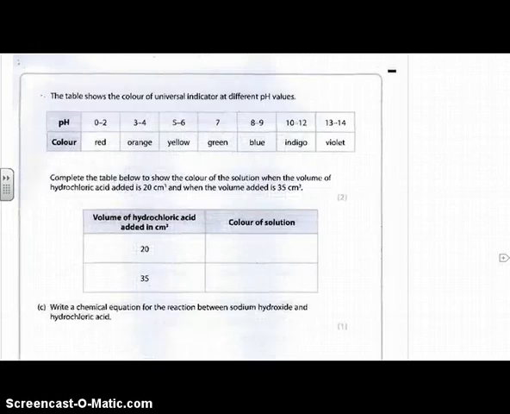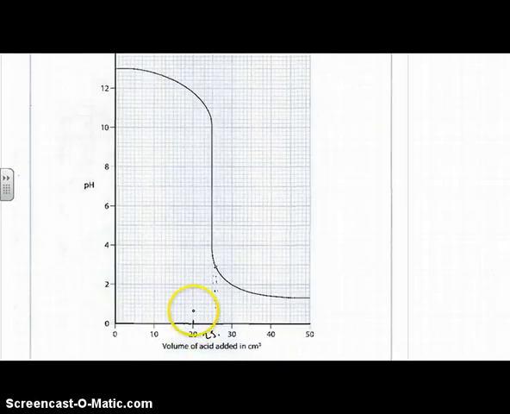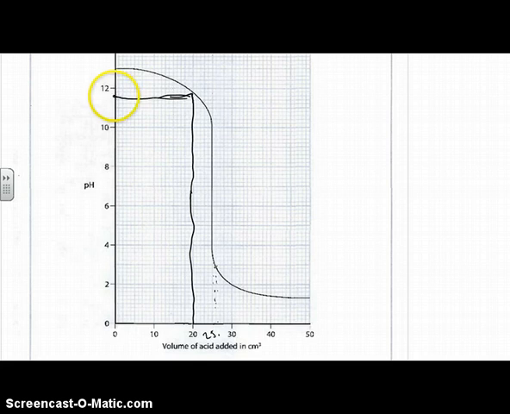Okay, so the question is, a table shows the colour of universal indicator at different pH values. Complete the table below to show the colour of the solution when the volume of hydrochloric acid is 20 and when the volume of hydrochloric acid is 35. So 20: follow this line all the way up. You should use a ruler for this. Get as far as where it intersects and draw a line across.